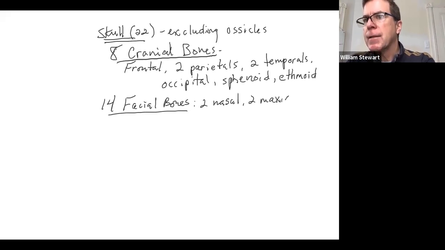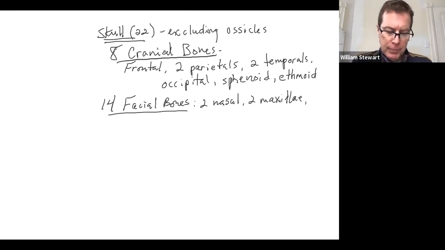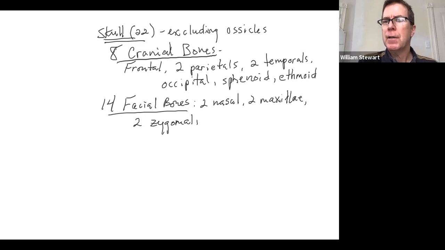It's MAXILLAE, that's plural. That means more than 1. 2 zygomatic. Just so you know, those are our cheekbones. I'll discuss each of these in a little bit more detail in a moment. This is just a master list. 2 lacrimal bones. Those are on the inside of our orbit cavities, our eyes, where our tear ducts drain into. 2 palatine. That's the roof of the mouth, the hard palate.